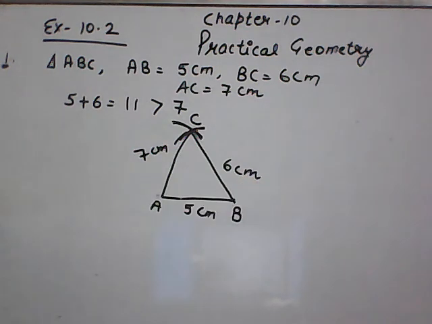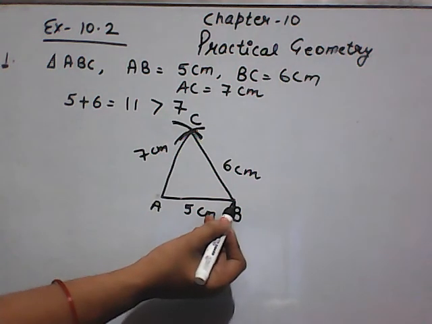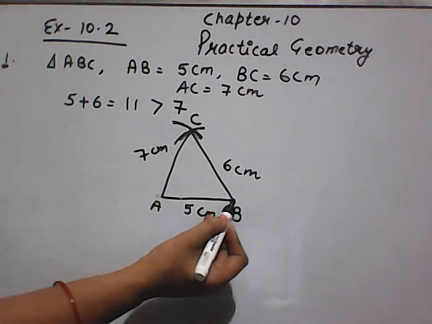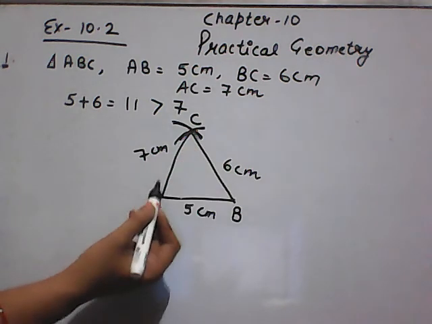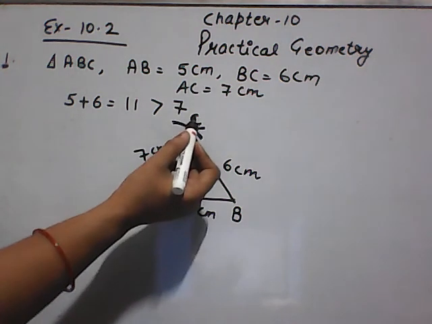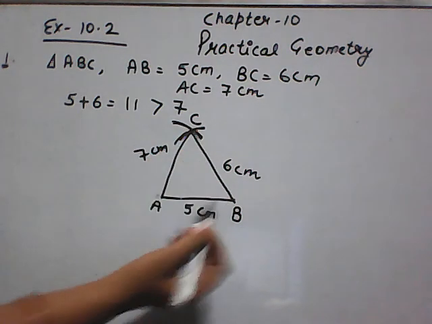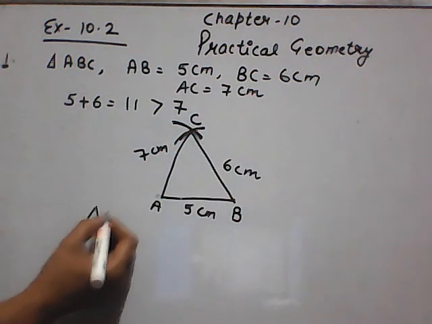You have to write the steps of construction. First step is draw a line segment AB of 5 centimeter. Second step is taking B as center, draw an arc of 6 centimeter. Third step is taking A as center, draw an arc of 7 centimeter which cuts the previous arc drawn at point C. Now join AC and join BC. It is the required triangle ABC.